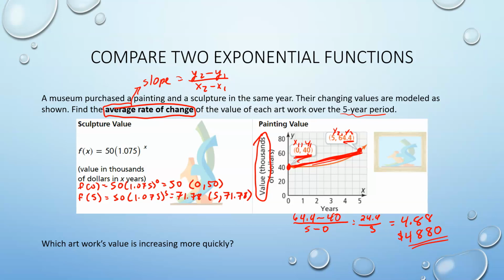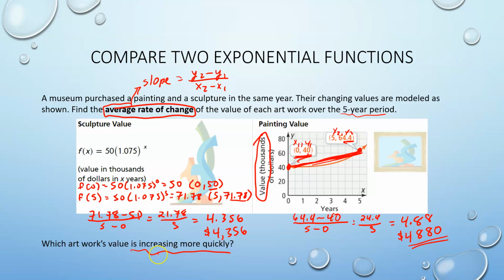So if they give you a function and ask average rate of change, you have to plug in the 2 endpoints of the values. So x is 0, x is 5. That's the 5-year span. And now we would do y2 minus y1. So I take the 71.78 minus 50 on top. Those are the difference of my y's, over 5 minus 0, the difference of my x's on the bottom. This one gives me 21.78 over 5, which gave me 4.356. Again, I convert that to thousands, which means I multiply by 1,000. I get $4,356.